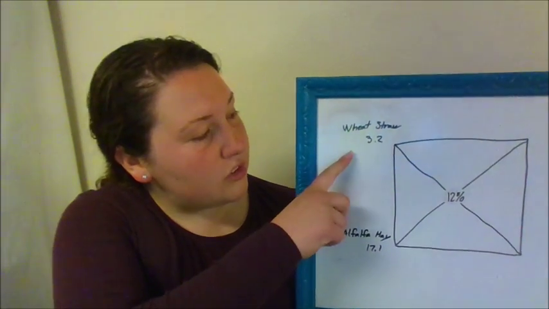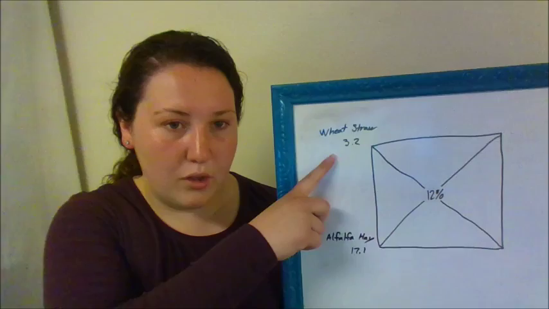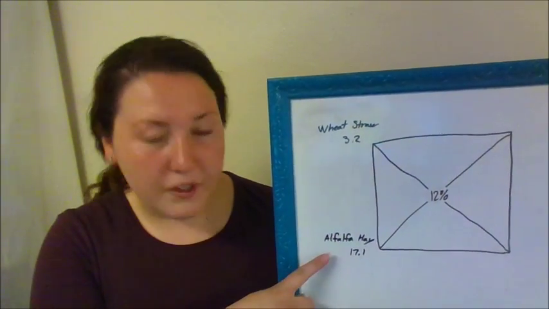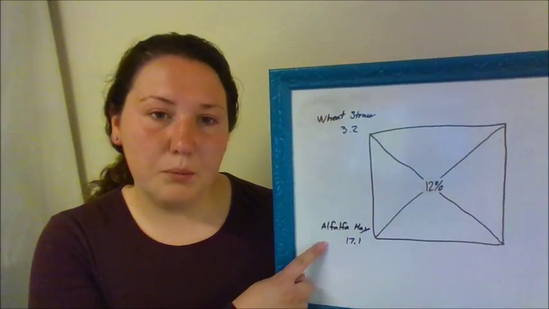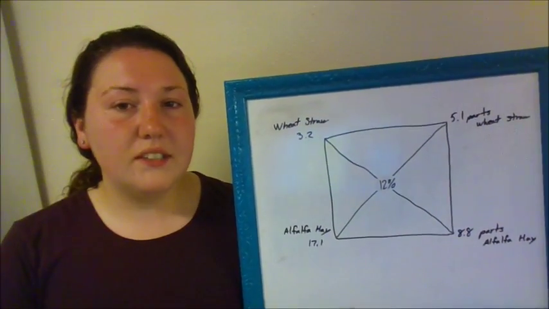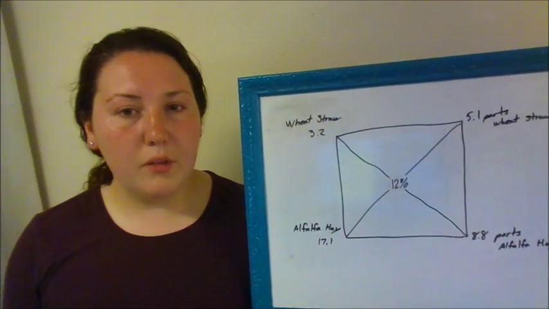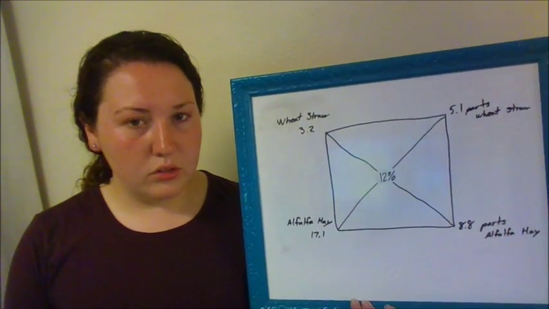So I place wheat straw, which has 3.2% crude protein, in the top left-hand corner, followed by alfalfa hay, which has 17.1% crude protein, in the bottom left corner. Part 4 is subtracting the smaller number from the larger number, and then writing your answer in the opposite corners.